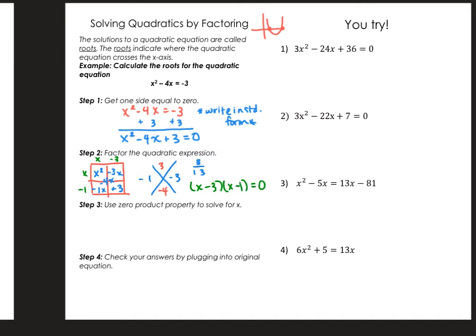In step 3, we're going to use zero product property just like we did in the previous page. So we're going to set each factor equal to 0. So x minus 3 equals 0 and x minus 1 equals 0. And now we solve for x. So add 3. So x equals positive 3. And then for this one, we're going to add 1. So x equals positive 1.